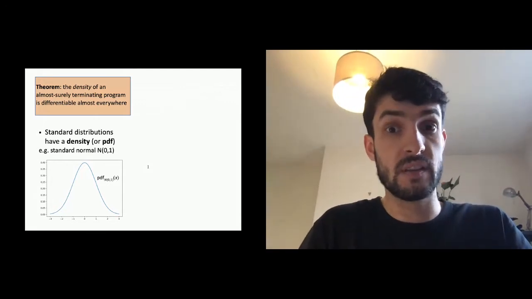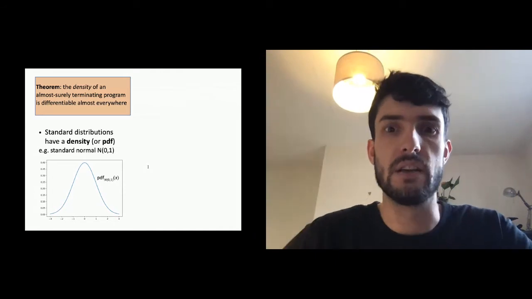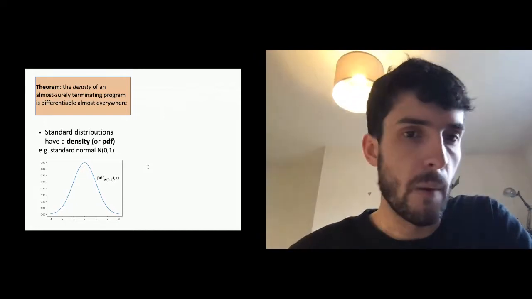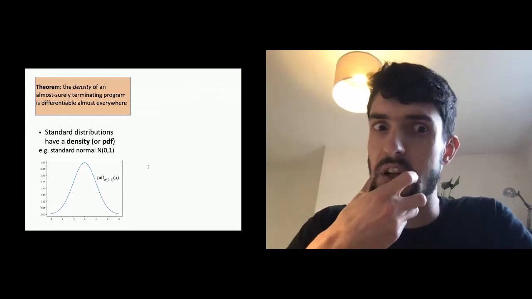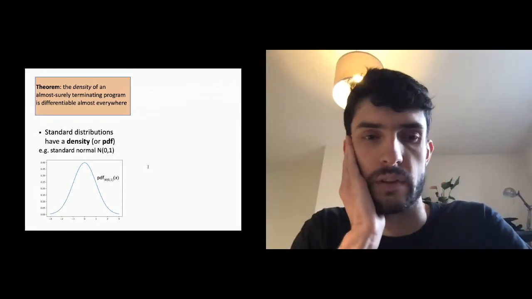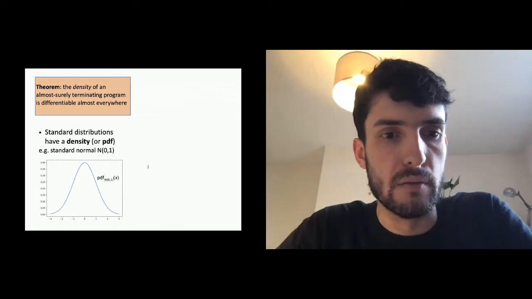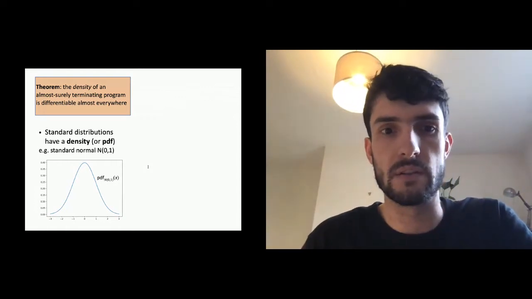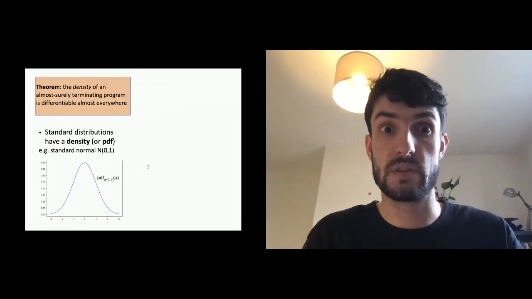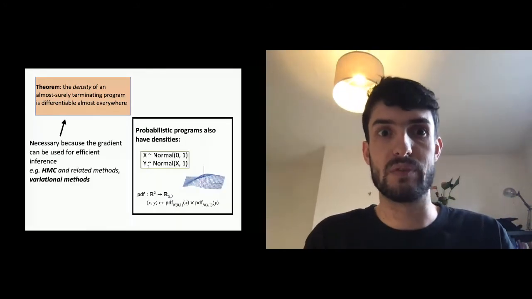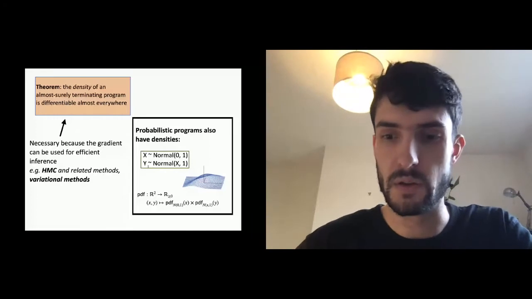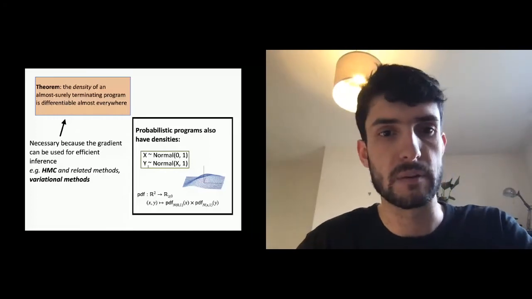This is important because the density is used for inference. Most inference algorithms will operate on the density of the program, often trying to normalize it. In particular, the gradient of the density is useful for certain algorithms. HMC, which is used in Stan, for example, Maria talked about that, and variational methods as well use the gradients of the density to compute a posterior. That's why this theorem is useful: if the gradient of the density doesn't exist with probability 1, you might run into some problem and the algorithm might fail. So you need a theorem like this to tell you that the inference algorithm is correct.